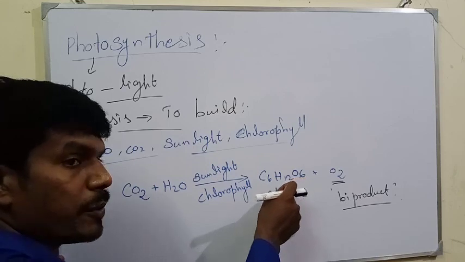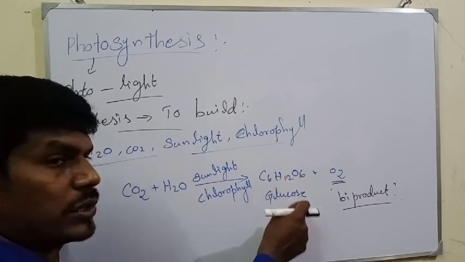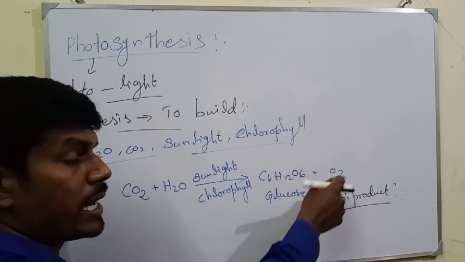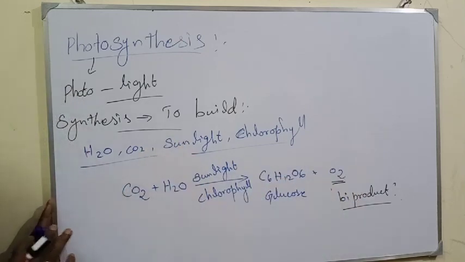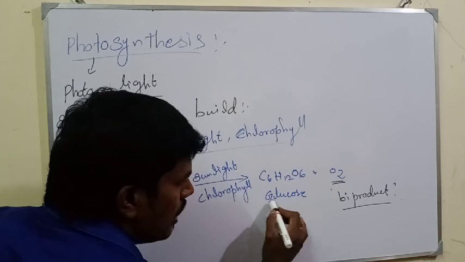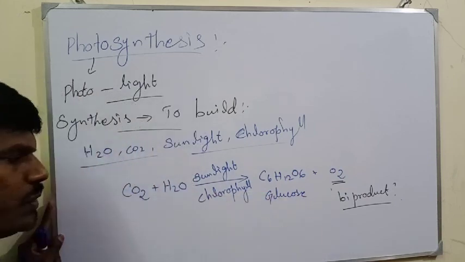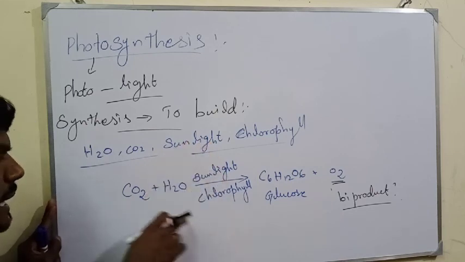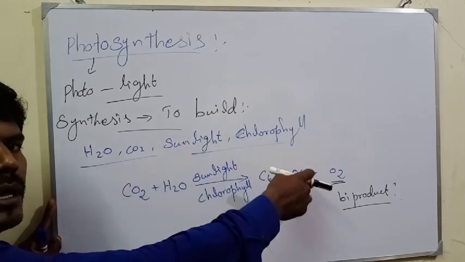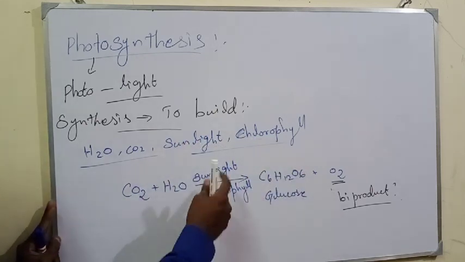Which carbohydrate is produced here? Glucose. At the same time, the byproduct oxygen is released. This is photosynthesis. Here, the glucose is the energy. This carbohydrate is the energy. So during this process, chemical energy is utilized as life energy with the help of sunlight.